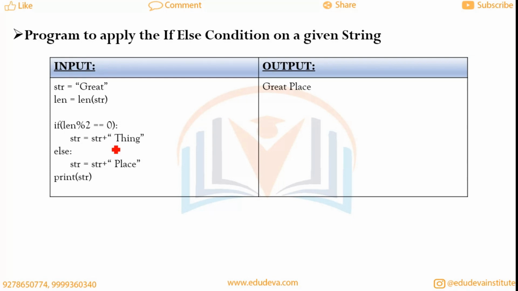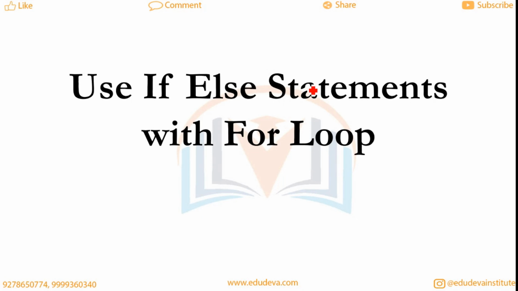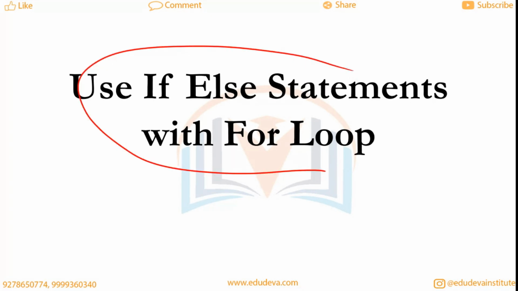So what we have done, we have calculated the length of the string, and after that we have checked the if condition, which comes to be false, so we have left the statement given under if and executed the statement given under else. Now we will use if else statements with for loop.